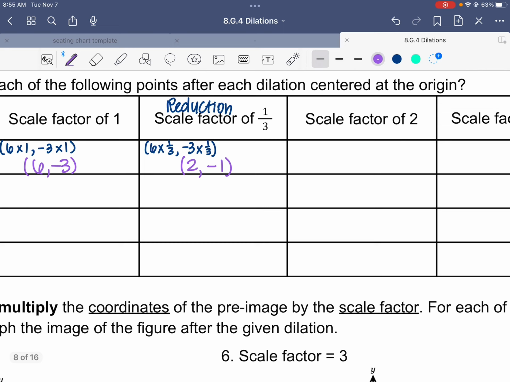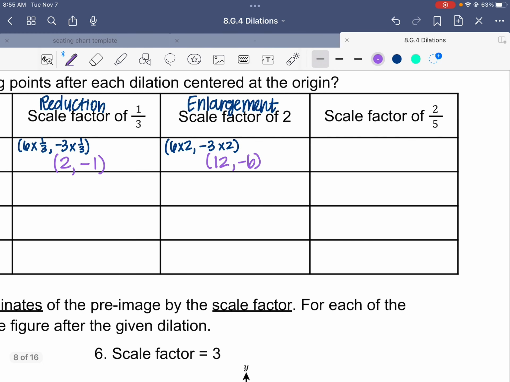Our next scale factor is 2, which is an enlargement. So we're going to multiply each coordinate times our scale factor. So we'll say 6 times 2 and negative 3 times 2. So our image coordinates are 12, negative 6.